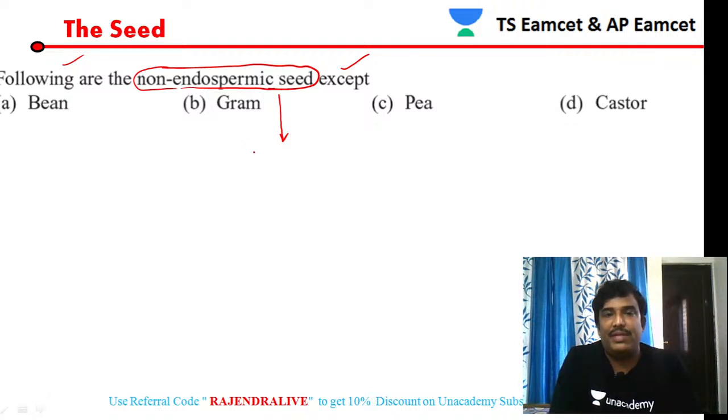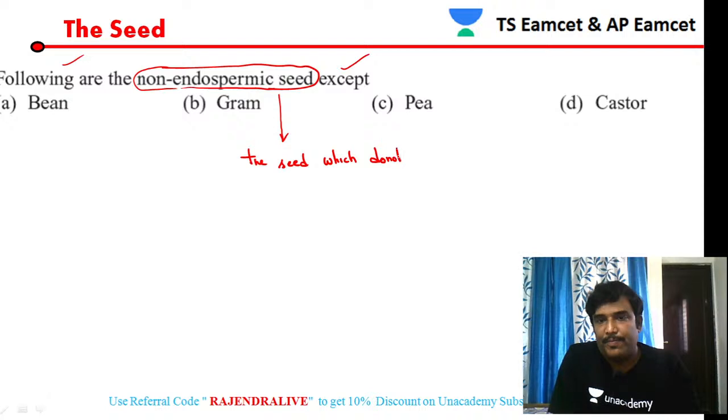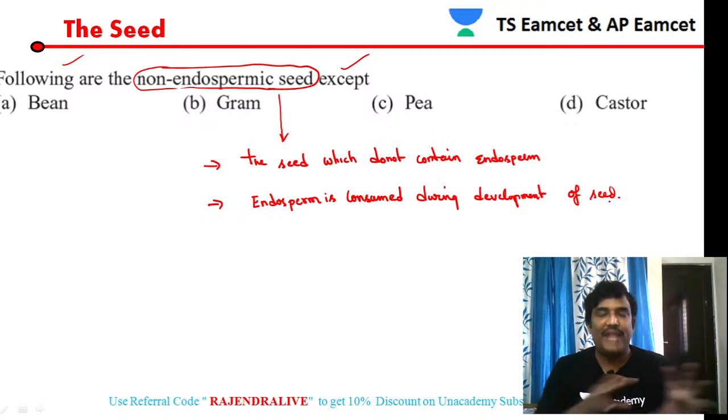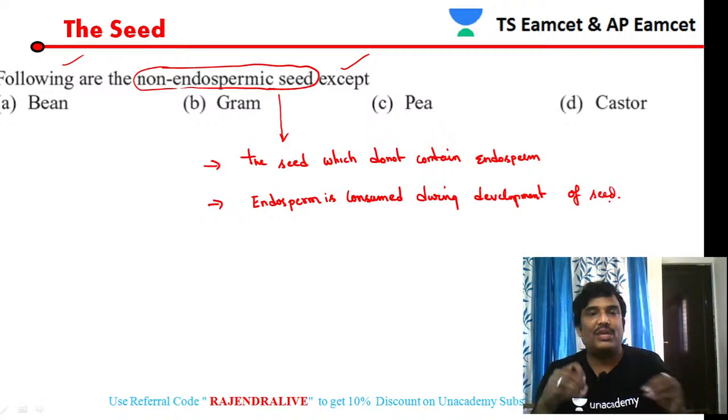Non-endospermic seed means the seed which does not contain endosperm. That is how we can define it. Or we can also say that the endosperm is consumed during the development of the seed, so that there is no endosperm at all. Such types of seeds are called non-endospermic seeds.